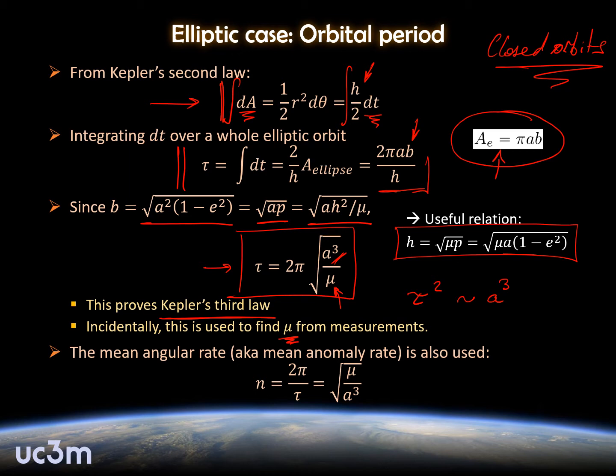Finally, associated to the orbital period in the elliptic case, we also can define a mean angular rate. The mean angular rate is just the inverse of the period multiplied by 2 pi, and it can be understood as the mean angular rate at which the object is going around in the orbit. Okay, so it doesn't represent the angular rate at any specific time. It's sort of an average value for the full orbit.